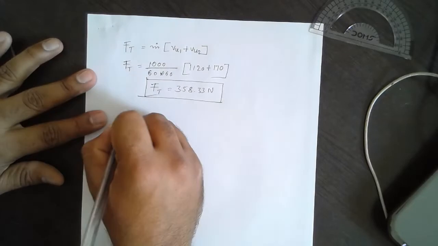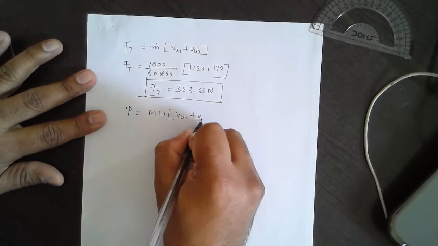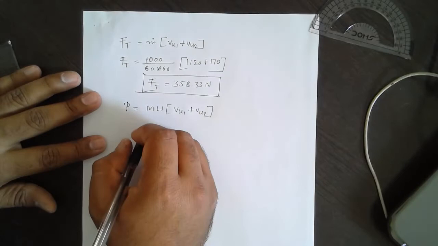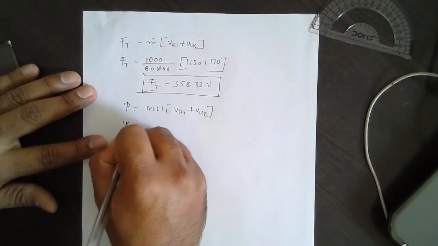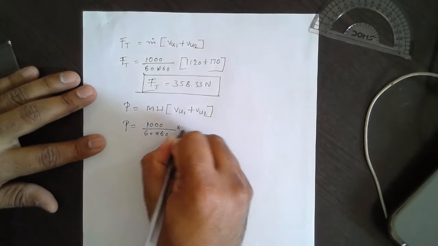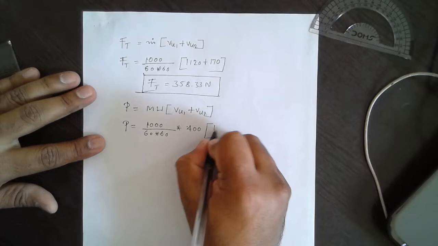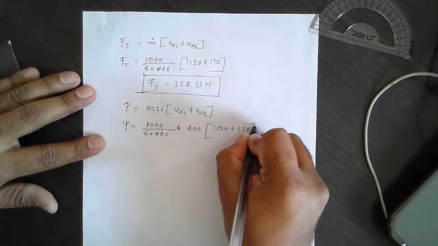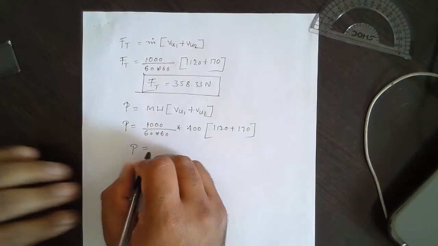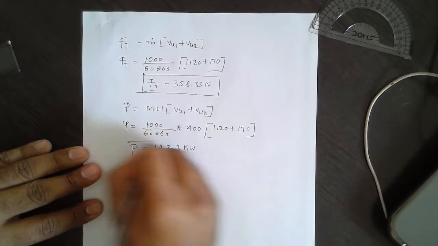And also find out power, is m into U into Vu1 plus Vu2, because we consider the impulse steam type of turbine, that is U1 is equal to U2. P is equal to m is 1000 divided by 60 into 60, into 400 is the U value, into 1120 plus 170 Vu2. This P value, in terms of kilowatt, is 143.3 kilowatt.